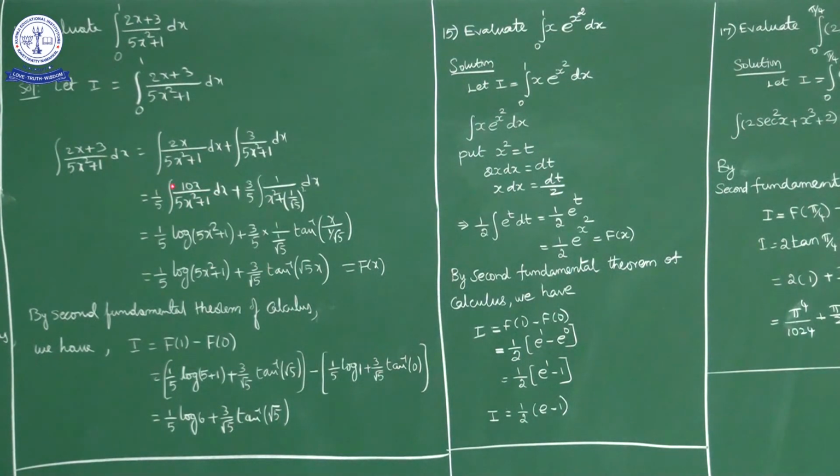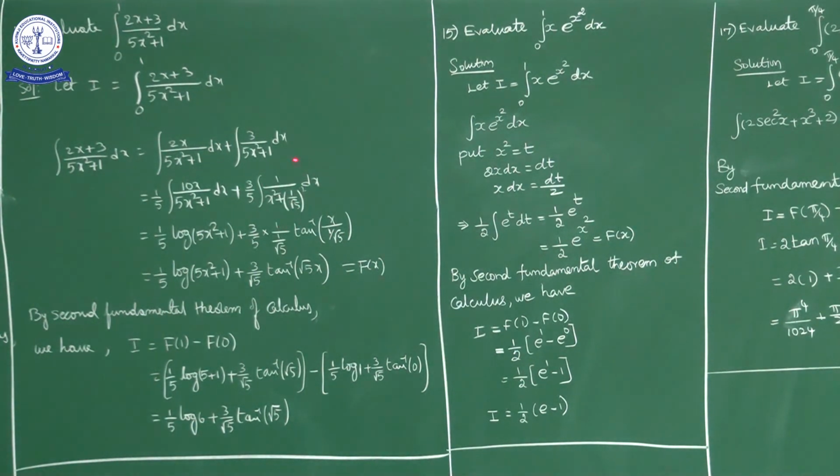So the numerator is of the form f dash of x, the denominator is of the form f of x. Integral f dash of x upon f of x is log mod f of x. So 1 by 5 into log of 5x square plus 1. So this is the first part of the integral. Second part integral, what we have? Integral 3 dx upon 5x square plus 1. Okay. 3 constant I will write outside, denominator also 5x square plus 1, 5 I will write outside. So 3 by 5 into integral 1 by x square plus 1 by 5, that part I will write as integral 1 by x square plus 1 by root 5 whole square.